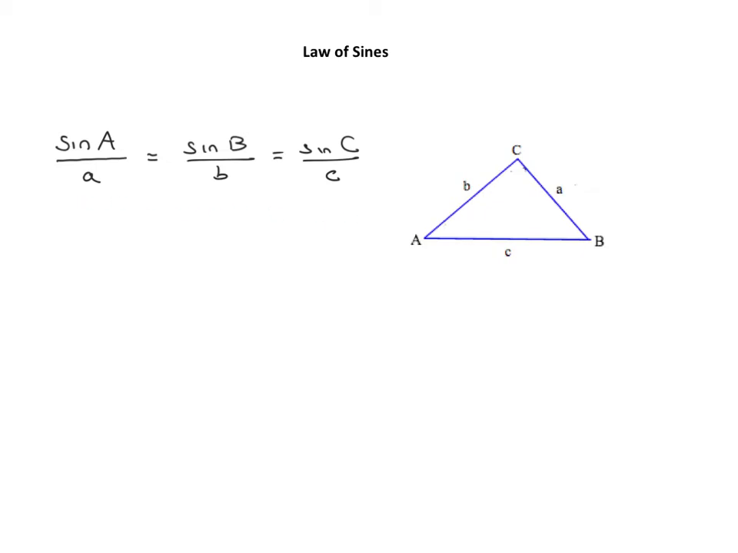I think I'll note here that if you flip all of these fractions, these three things will still be equal to each other. So you can also state the law of sines as a over sine of A is equal to b over sine of B, which is equal to c over sine of C. So this is an equivalent formula for the law of sines.